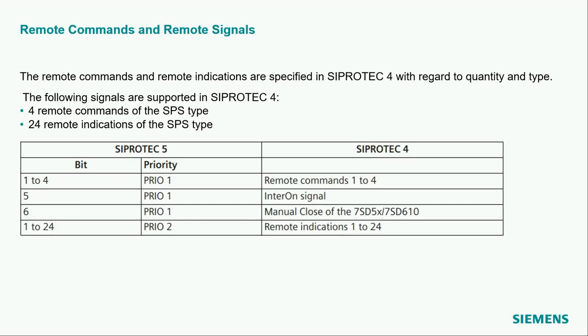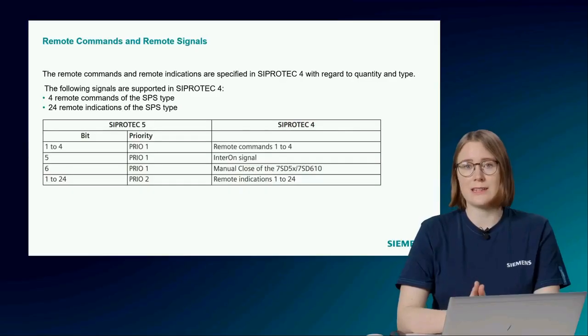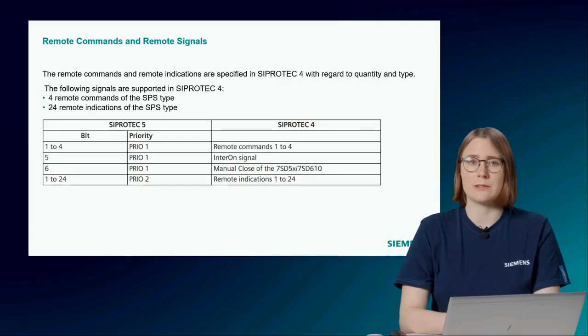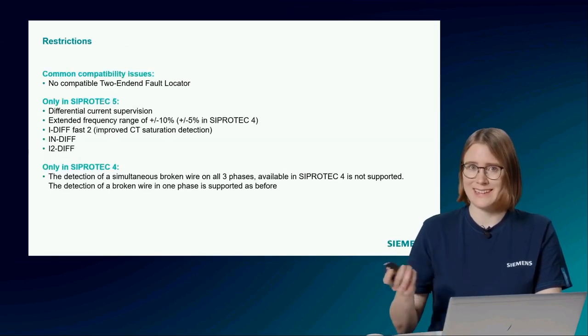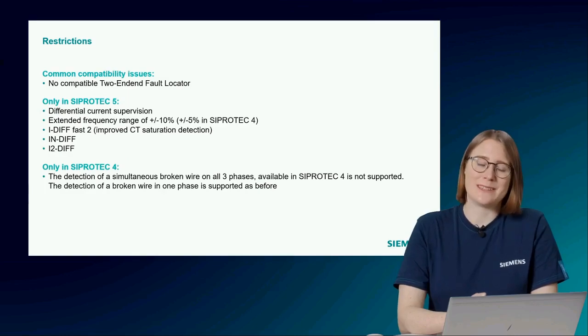There's also pre-assigned information such as the inter-on signal or the manual close signal in CPROTEC 4 that can be used for the information exchange under the specific bit position. In principle, CPROTEC 5 offers significantly more flexibility here. But when the devices are working together, it is important to pay attention to the functional scope of the CPROTEC 4 device. Yeah, what brings me to my last slide of the series, part of this session.